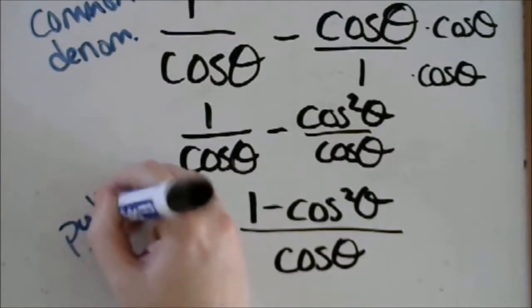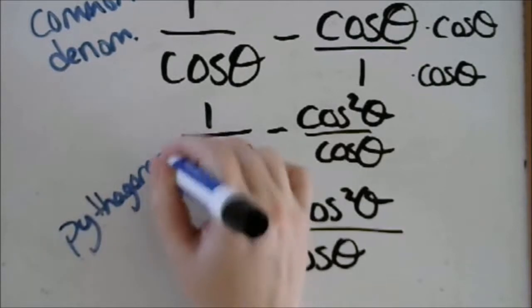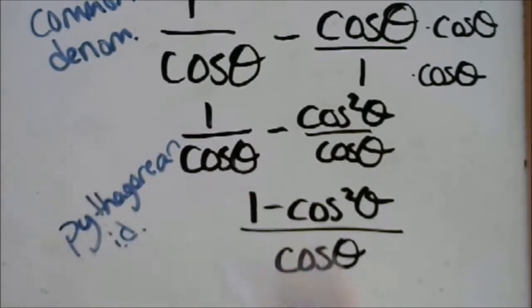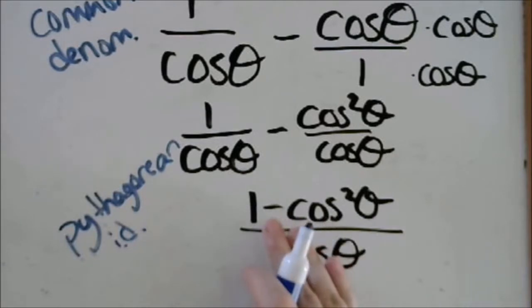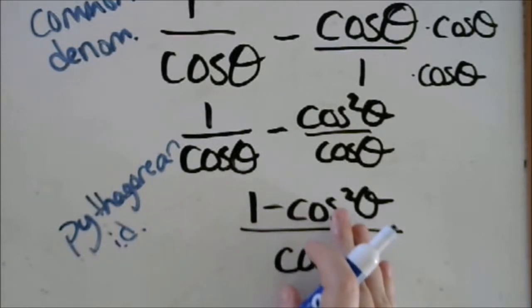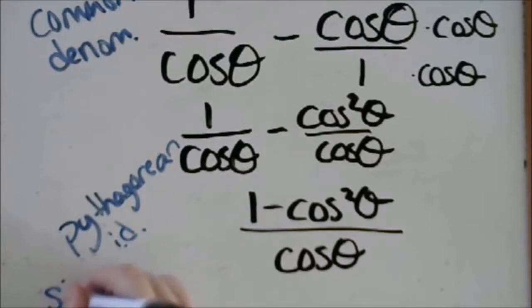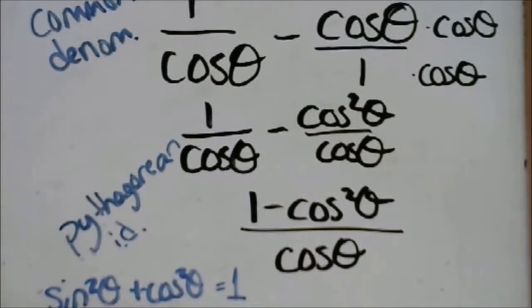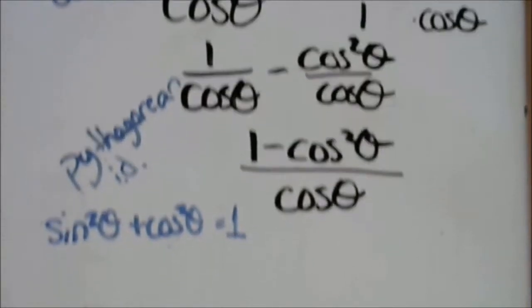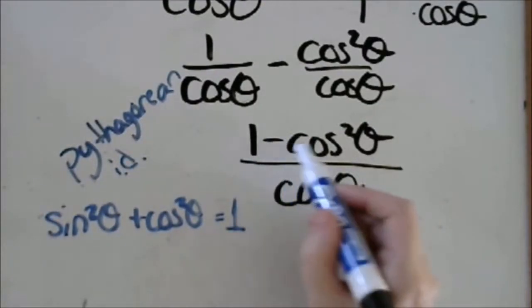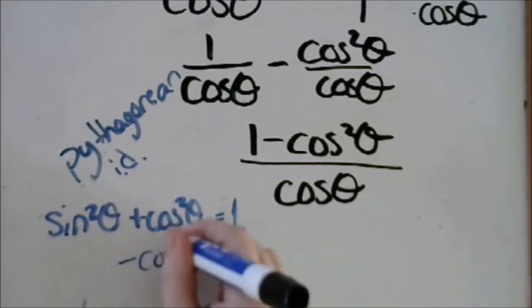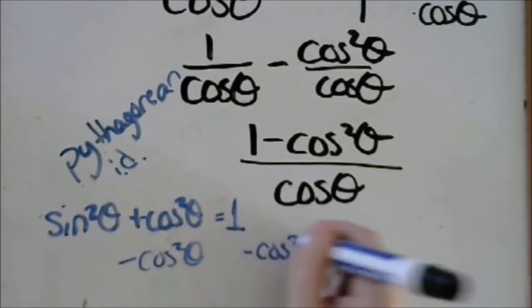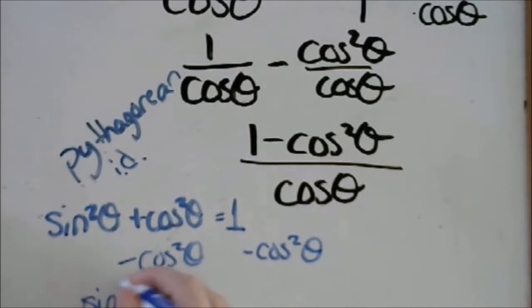So the next strategy we're introduced is Pythagorean identities. Which Pythagorean identity involves 1 and cosine squared? The correct identity is sine squared plus cosine squared equals 1. Rewrite this identity so that it's the same as the portion of our expression we are trying to simplify. In this case, we'd like it to say 1 minus cosine squared, so we will subtract cosine squared from both sides. This gives us sine squared theta is equal to 1 minus cosine squared theta.